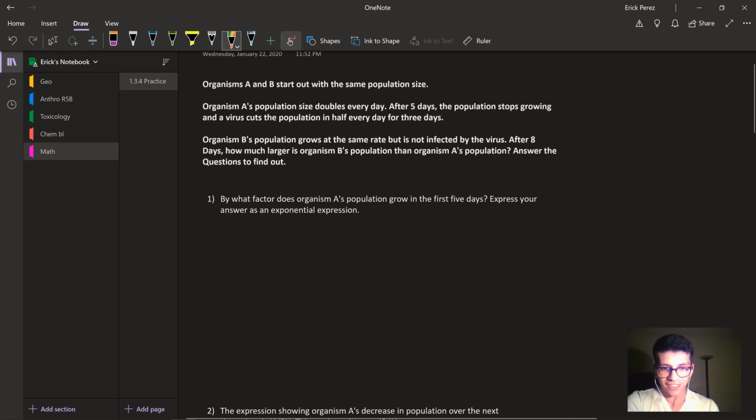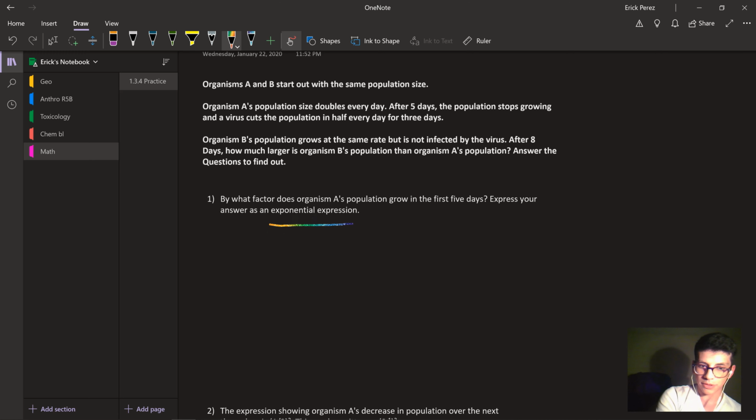They're asking, by what factor does organism A's population grow in the first 5 days? So express your answer as an exponential expression. Okay, first off, you need to know what an exponential expression is. Usually when you do an exponential expression, you have some sort of number. Let's say it's like 2. Okay, so we'll write 2 here.